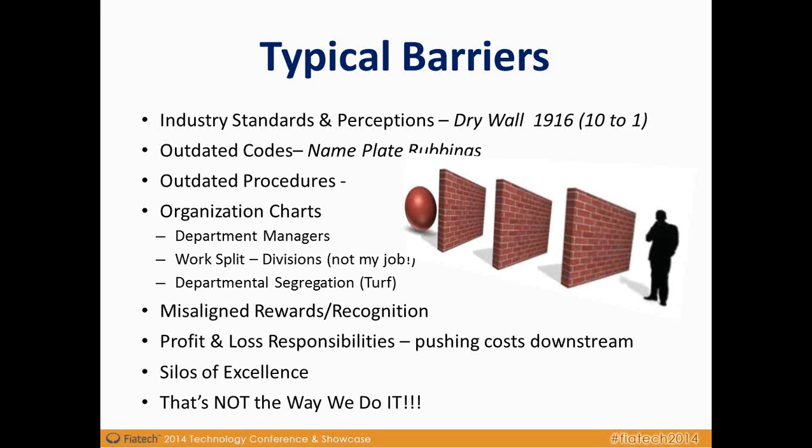Outdated procedures, org charts, work splits, the way we do work, turf battles, drawing lines in the sand where a guy can't do this, he's got to wait for that. Misaligned reward recognition. We reward one person over here for doing a good job, even though he made life harder on three other people in the downstream world. Profit and loss, silos of excellence, which happens to be one of my big pet peeves. And of course, the perennial, that's just not the way we do it around here. Next slide.